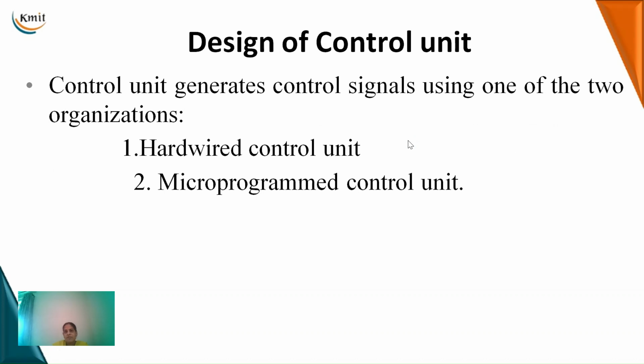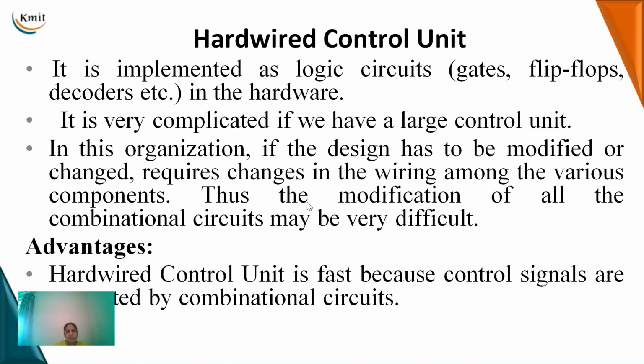So coming to the design of a control unit, how the control unit was internally designed. It can be designed in two ways. It can generate the control signals using any one of two mechanisms. One is a hardwired control unit and the other is a microprogrammed control unit. So let's see what they are. You can design your control unit using a hardwired control unit or by using a microprogrammed control unit.